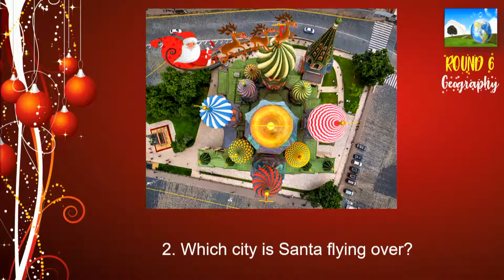Question number 2. Which city is Santa flying over? Incredible scenes. Your 30 seconds has started now. Look at that. It's like Charlie and the Chocolate Factory. It's halfway through. Five seconds left. 4, 3, 2, 1.